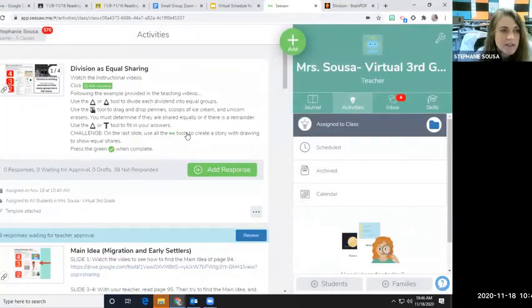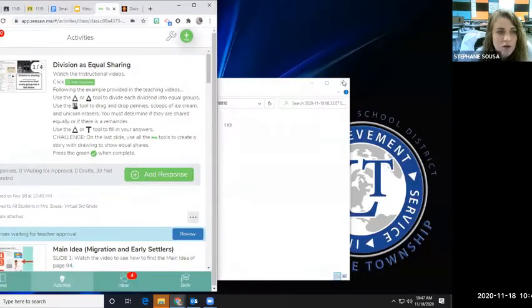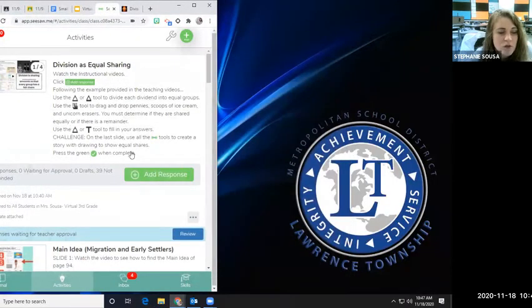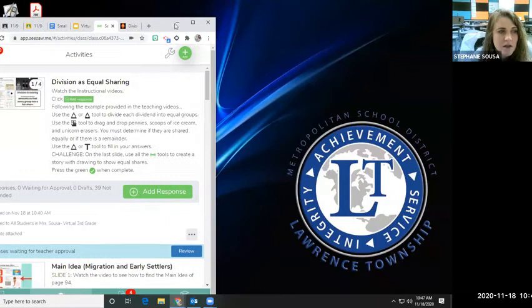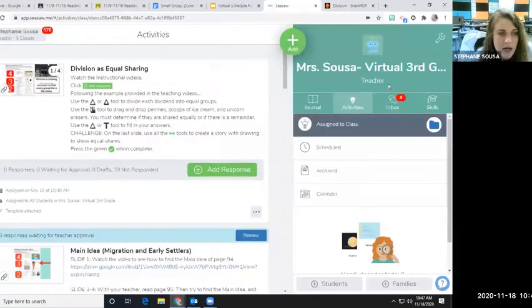Today, you have an assignment that we are going to complete partially together and some independently. That assignment has been released to you in your activities. It is called Division as Equal Sharing. Please go to your activities, and then again, you'll probably want to make your screen half so that you can see Seesaw and Zoom at the same time. Go ahead and click on that Add Response.